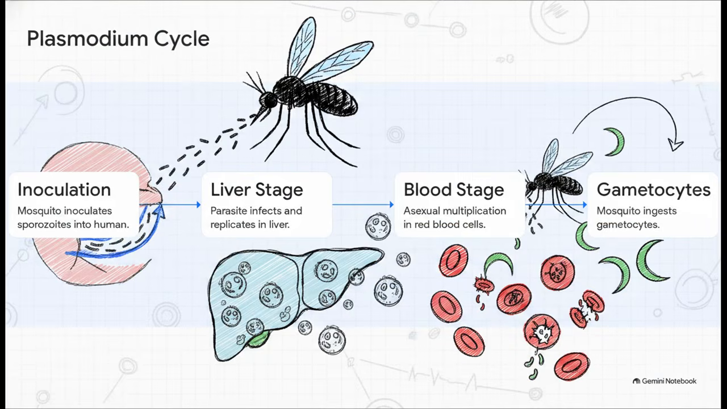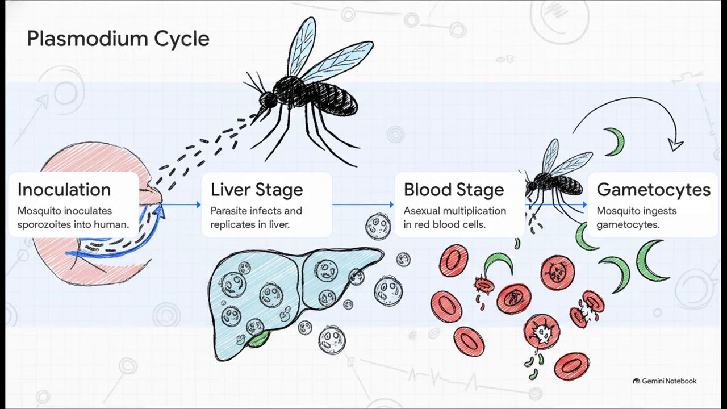Let's track this incredible yet totally dangerous micro-level journey step by step. This is the Plasmodium life cycle. Step 1. An infected female mosquito bites a human for a blood meal and sneaks tiny parasite forms called sporozoites right into the human bloodstream. Step 2. Those sporozoites make a beeline straight for the liver, where they infect the liver cells, mature, and start replicating.